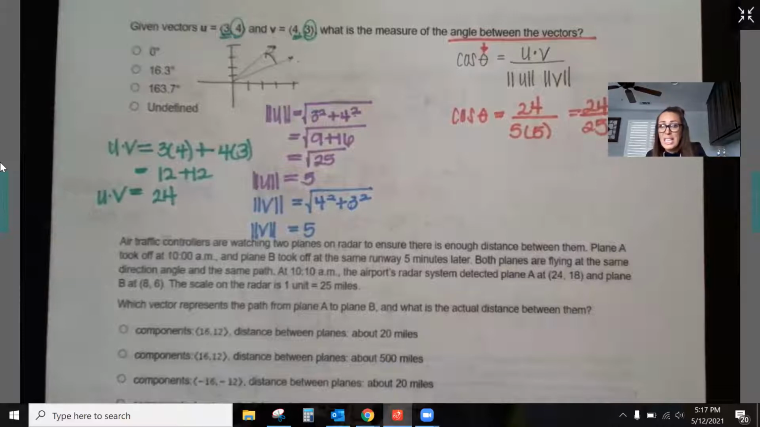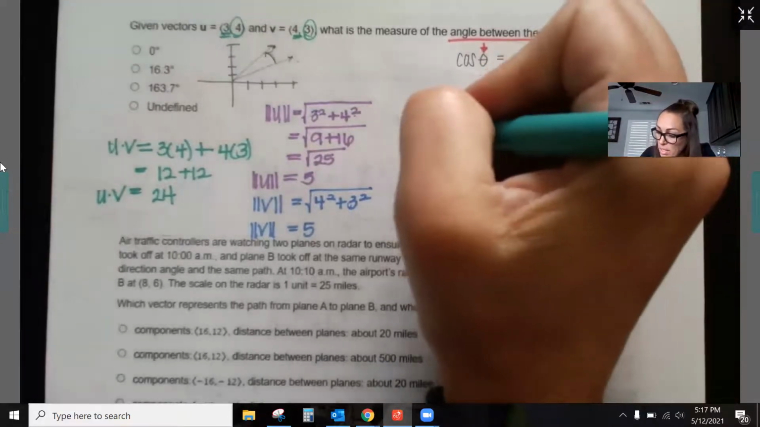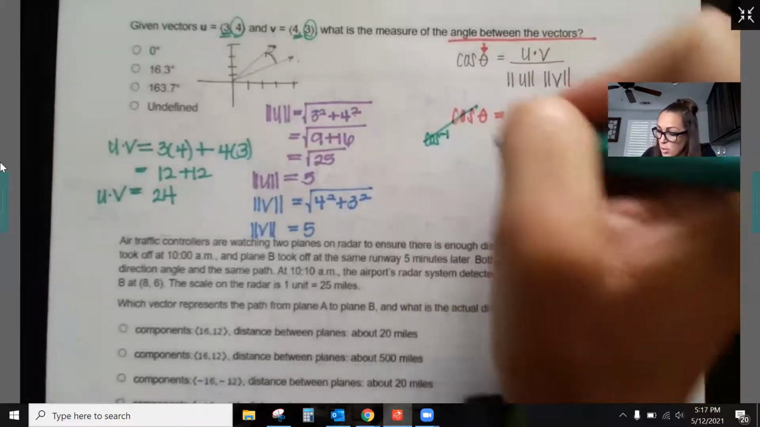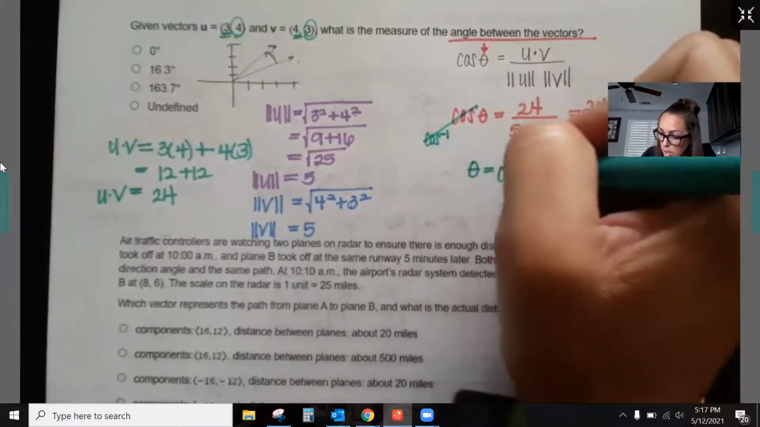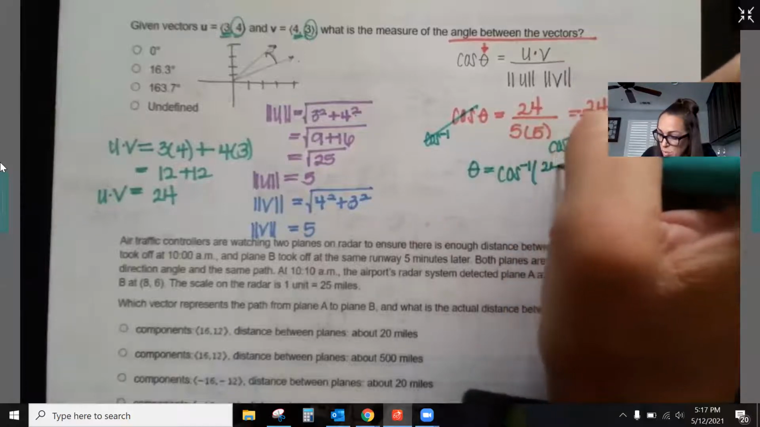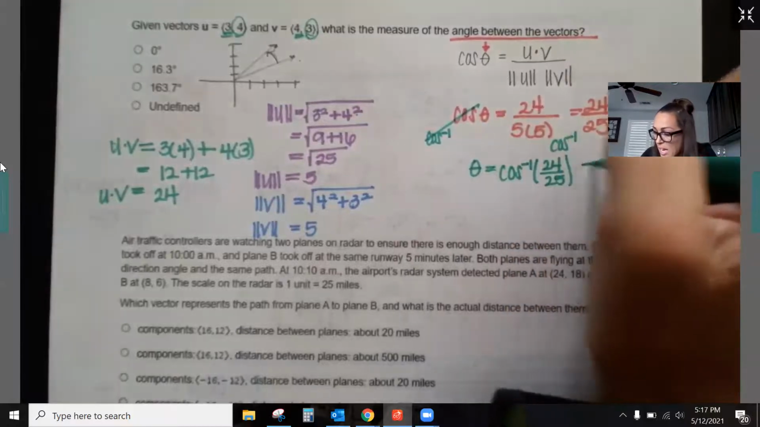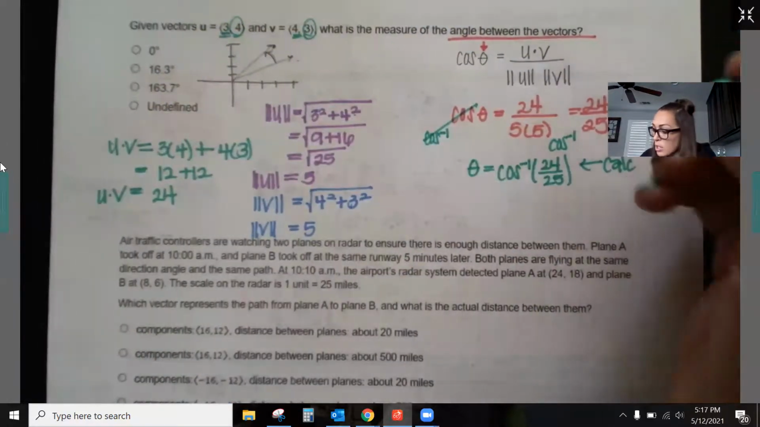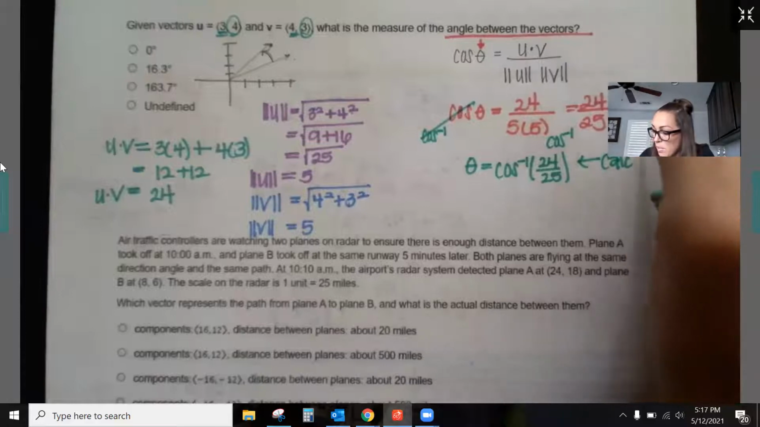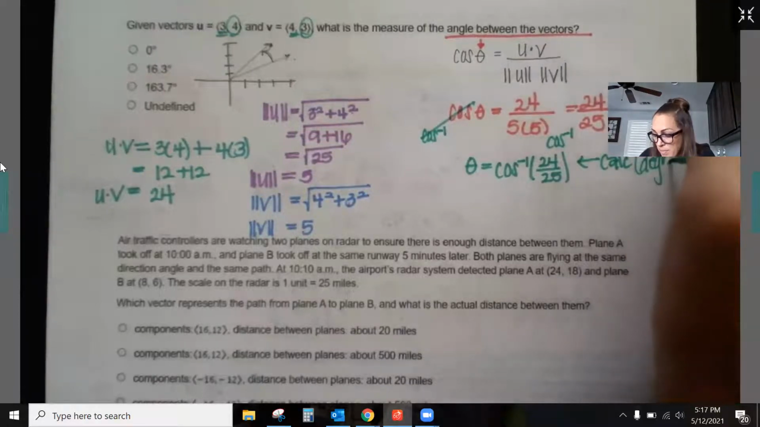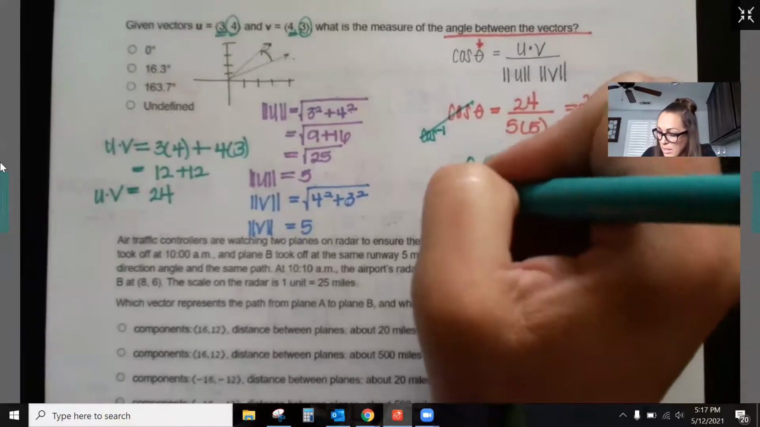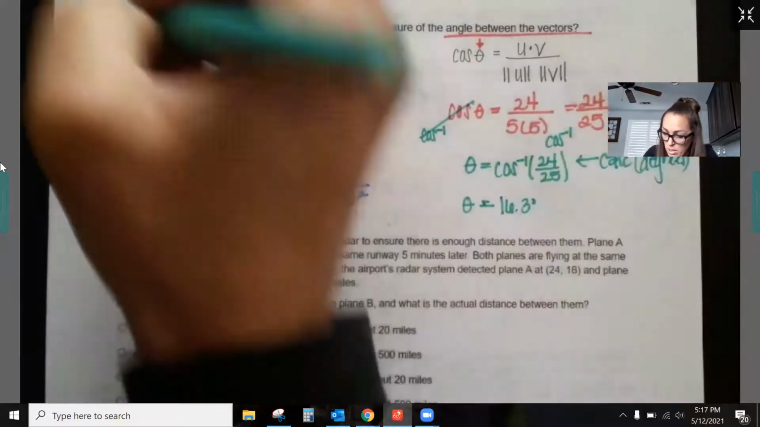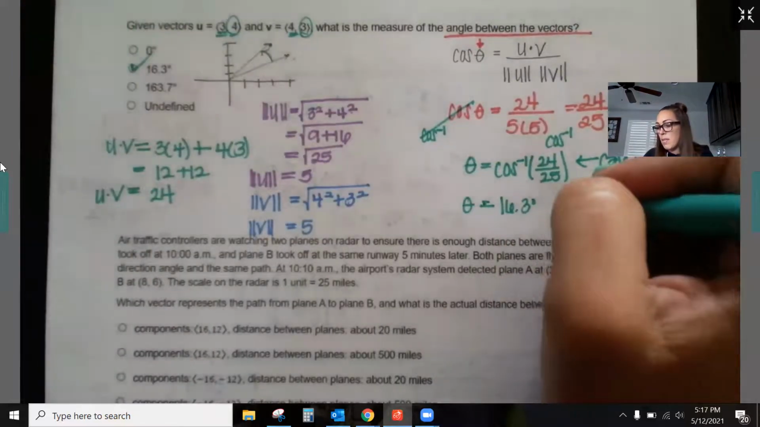So I want just the angle though. So I need to get rid of this cosine. So I take the inverse, and what I do to one side, I do to the other. So I end up with theta is equal to cosine inverse of 24/25, and I would put this in my calculator. Now notice they're all in degrees. So when I put it in my calculator, I want to make sure that I'm in degrees. And I put it in, and I get that theta is going to be equal to 16.3 degrees, and there's my answer. And we're done.